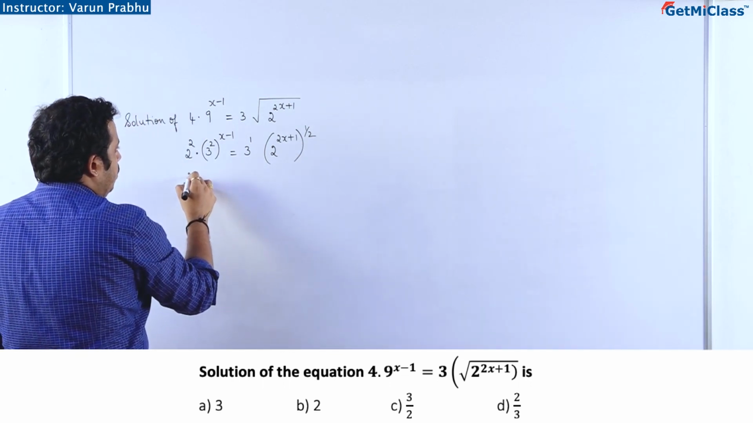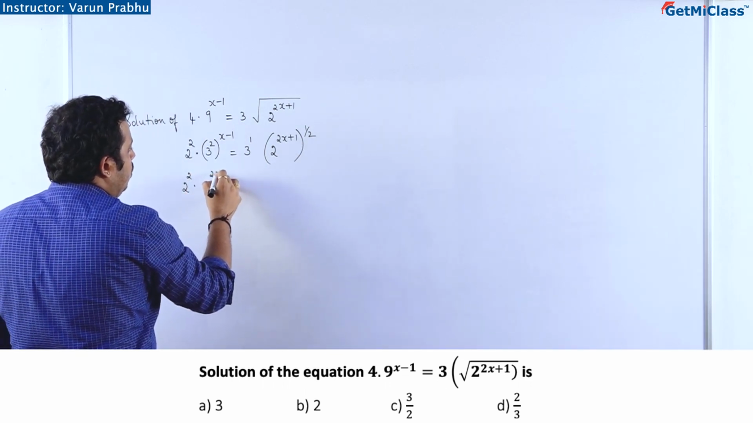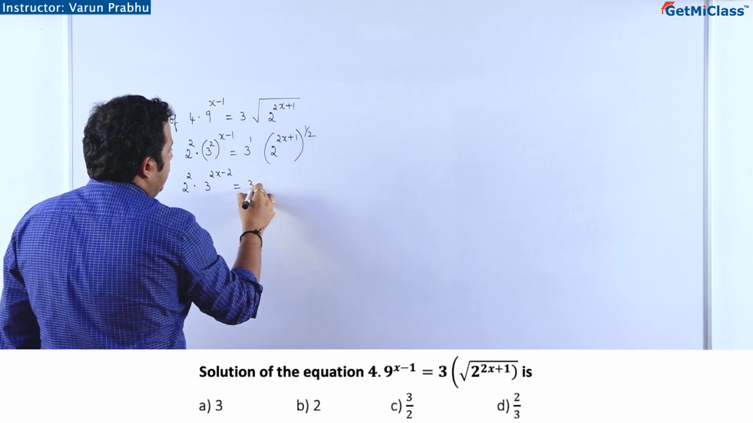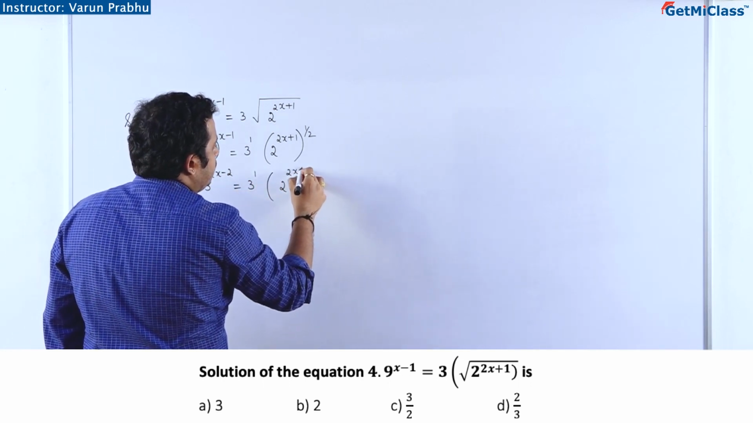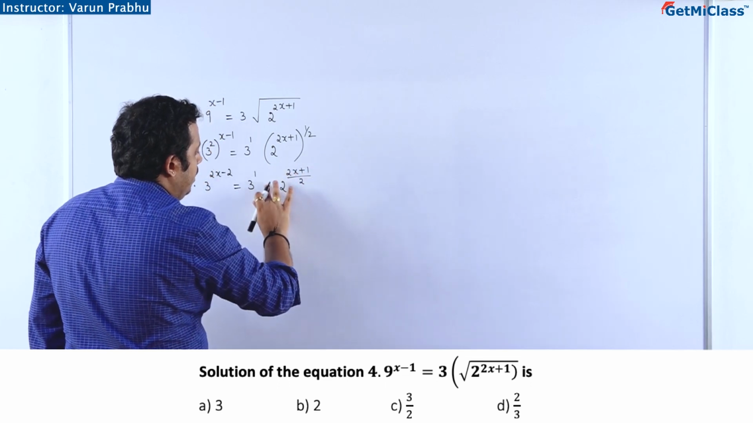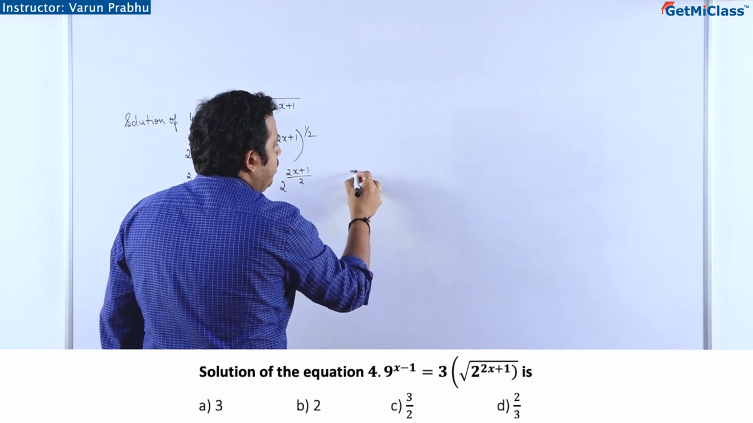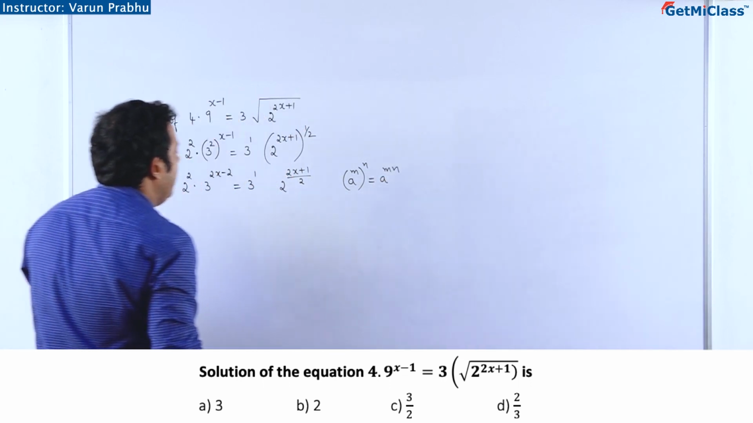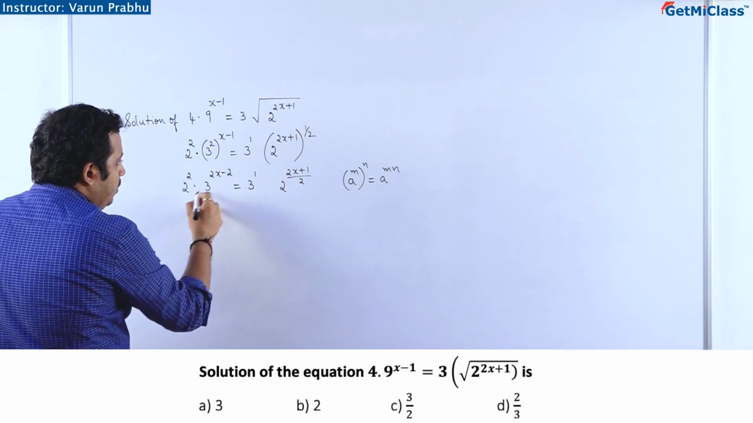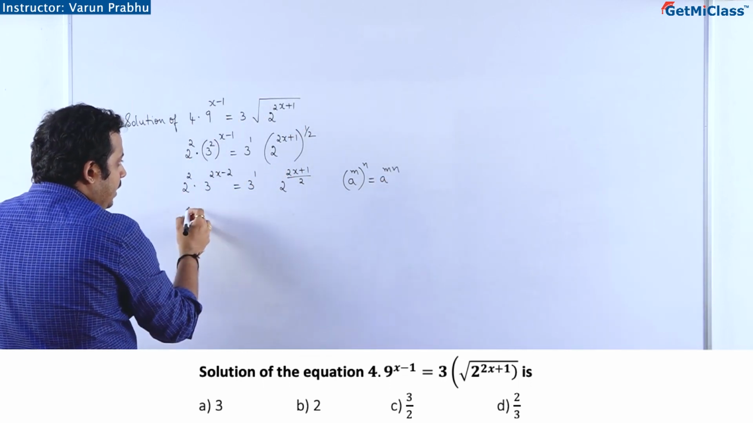So 2 square into 3 to the power 2x minus 2, that is equal to 3 to the power 1 into 2 to the power (2x plus 1) divided by 2. Yes or no? According to what formula? According to the formula (a power m) whole power n is equal to a power mn. So I can write now, we can gather the powers.